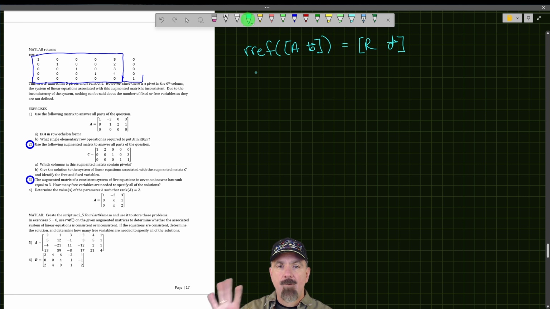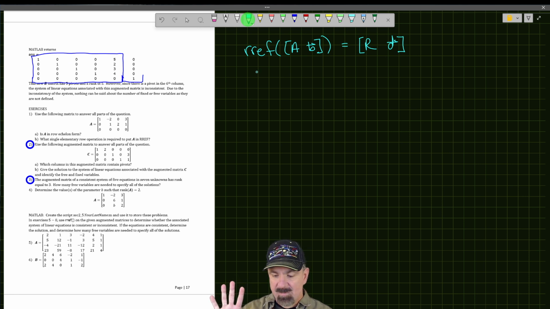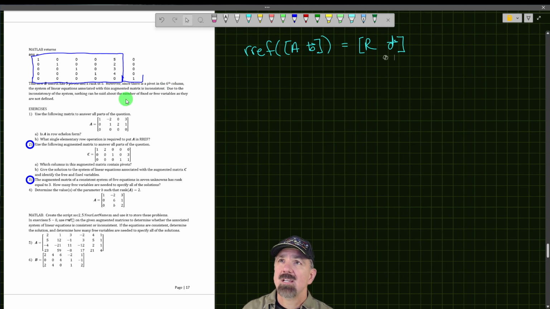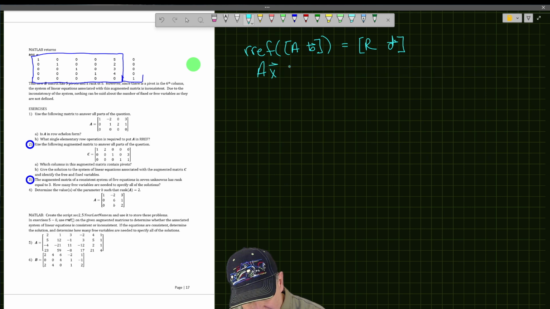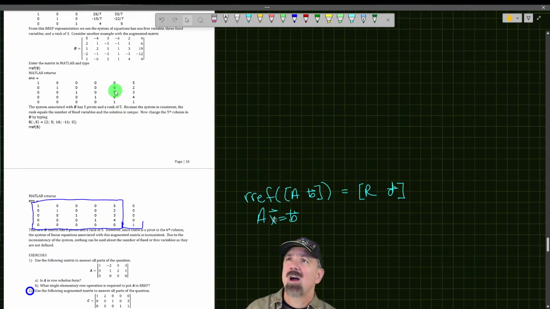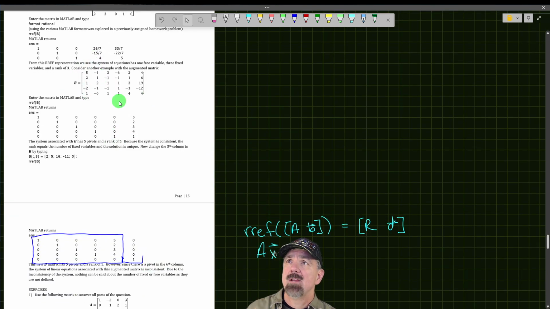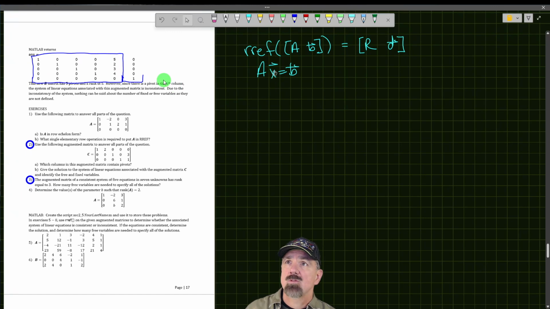The first four columns of A, which, sorry, this was AX equals B. So we're solving AX equals B. I was just confused because I call this the B matrix, but that's the augmented matrix. So it's coming from AX equals B.